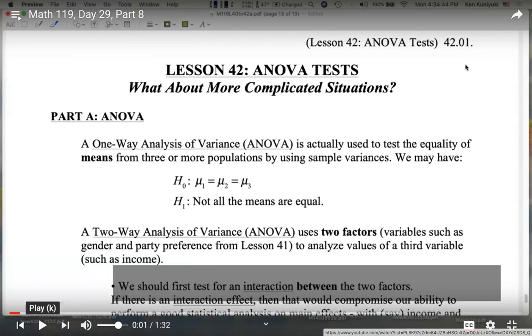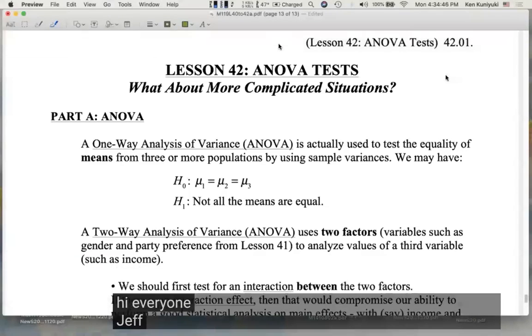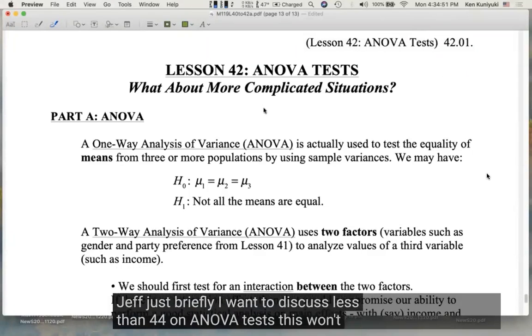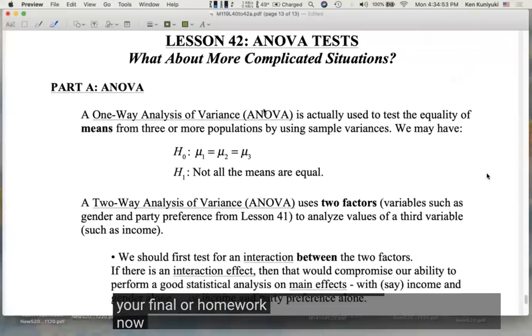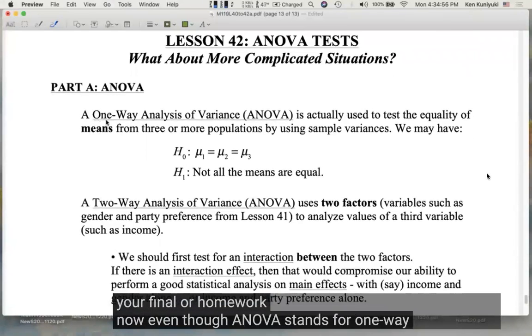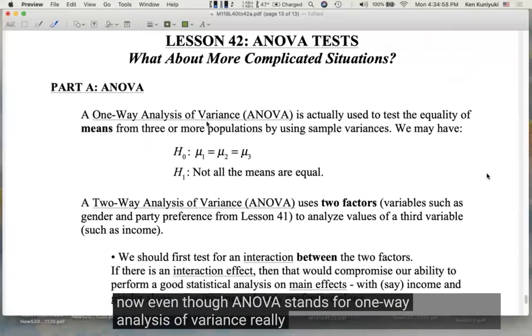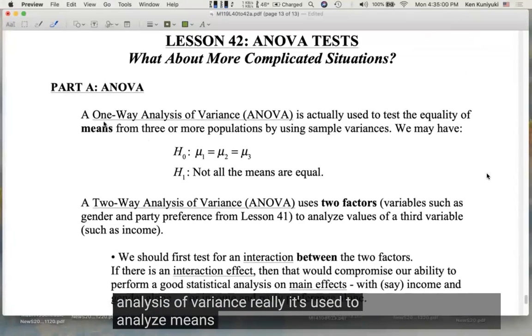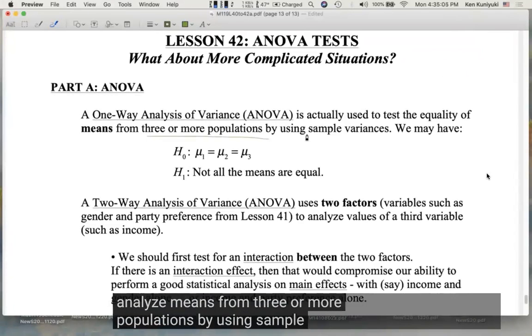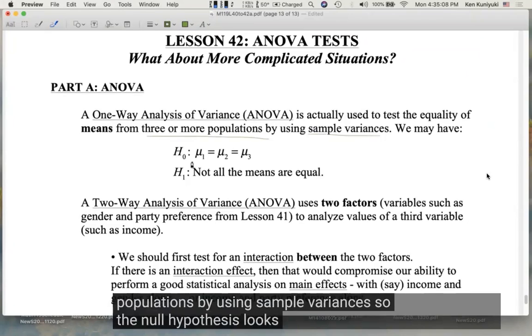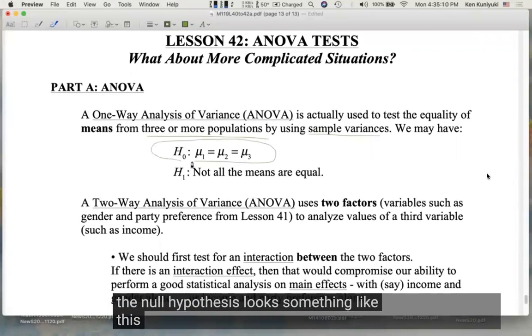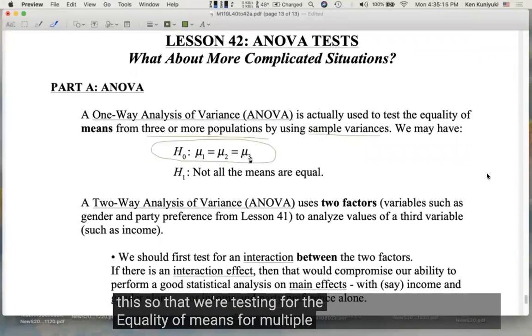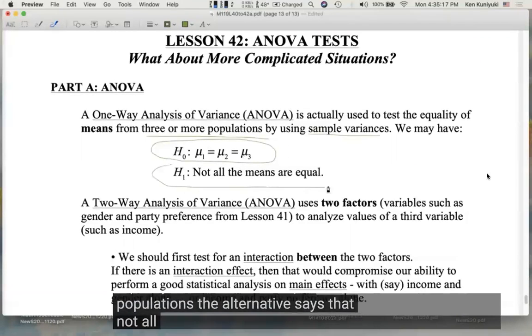Just listen to this part here. Hi, everyone. Just briefly, I want to discuss lesson 44 on ANOVA tests. This won't be on your final or homework. Even though ANOVA stands for one-way analysis of variance, really it's used to analyze means from 3 or more populations by using sample variances. So the null hypothesis looks something like this, so that we're testing for the equality of means for multiple populations. The alternative says that not all the means are equal.